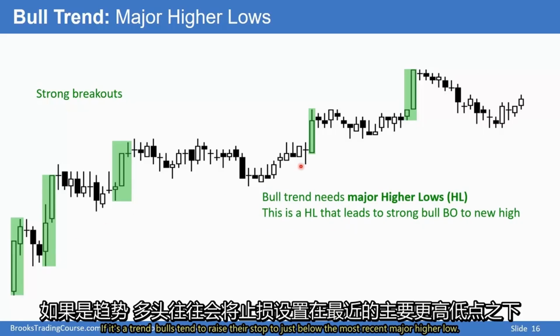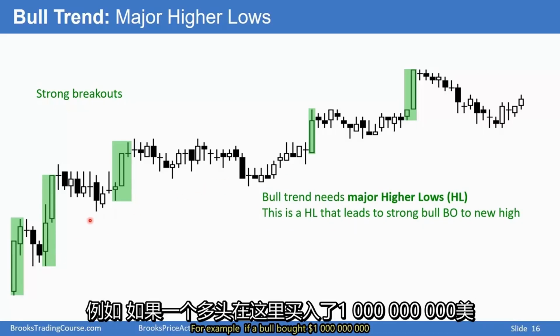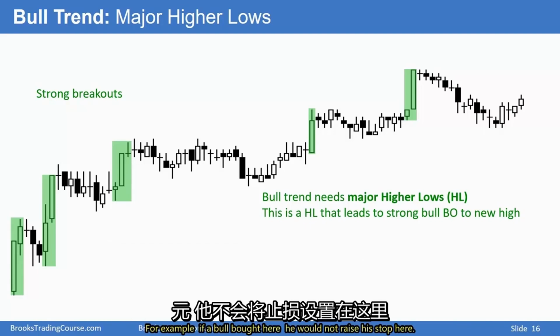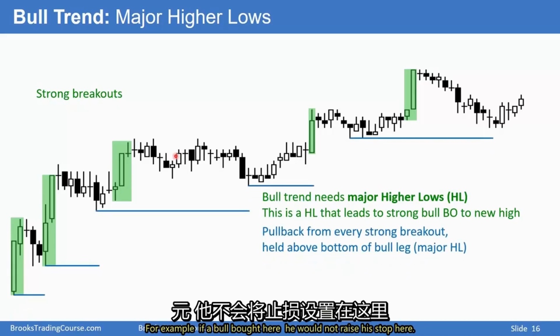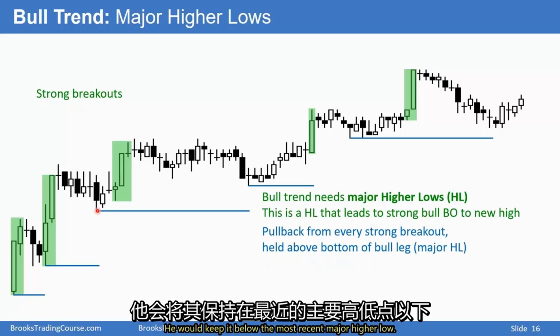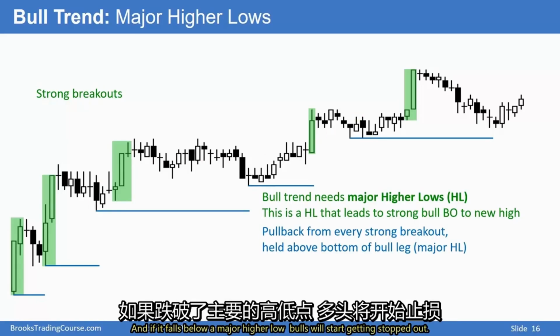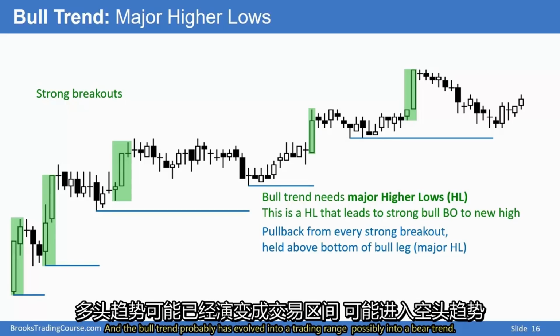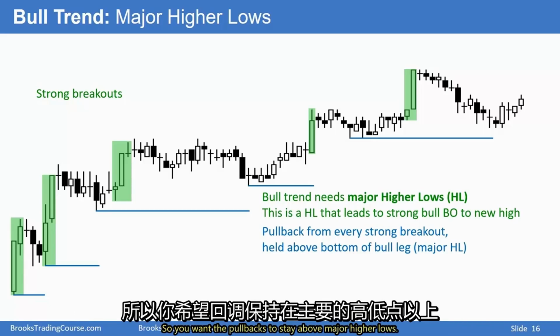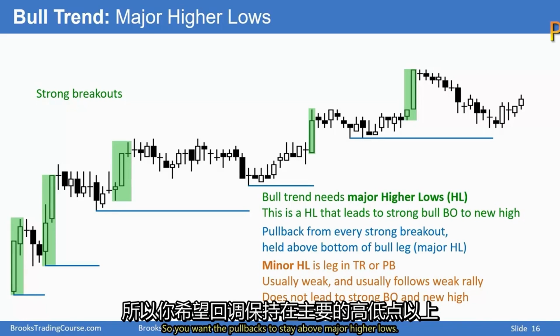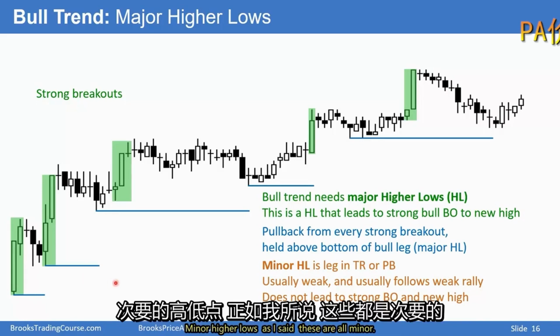If it's a trend, bulls tend to raise their stop to just below the most recent major higher low. For example, if a bull bought here, he would not raise his stop here. He would keep it below the most recent major higher low. And as long as the market's making major higher lows, it's in a bull trend. And if it falls below a major higher low, bulls will start getting stopped out, and the bull trend probably has evolved into a trading range, possibly into a bear trend. So you want the pullbacks to stay above major higher lows.